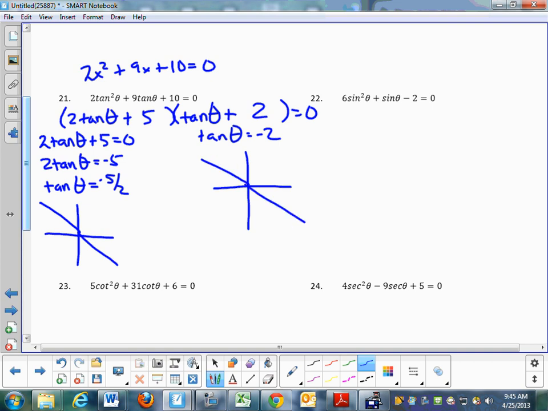Did you inverse 5 halves? What'd you get? 68.2. Would you inverse 2? 63.4. So, again, you want to go 63.4 behind 180 and 63.4 behind 360, and 68.2 behind 180 and 68.2 behind 360.